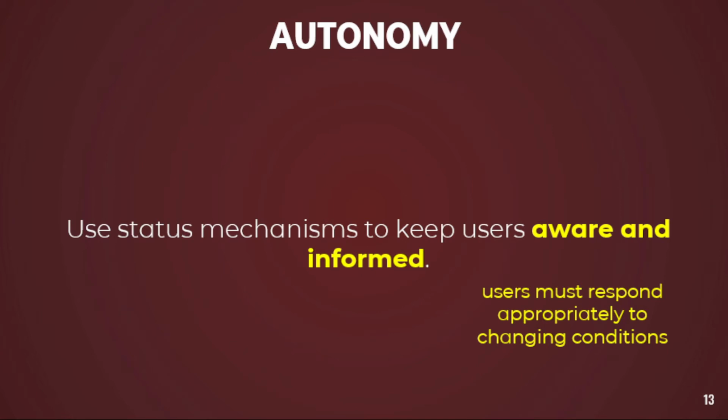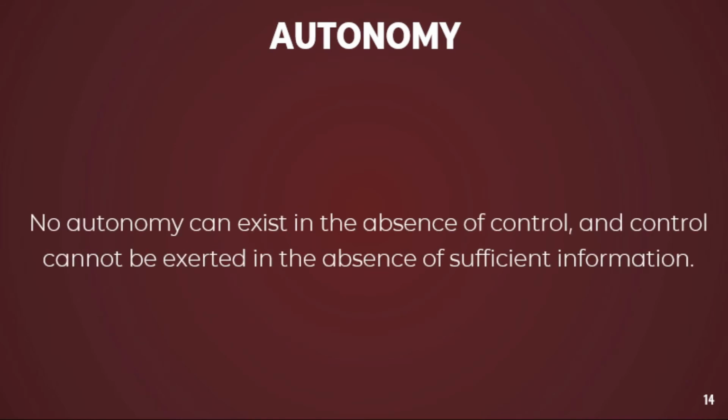So autonomy means the freedom, but at the same time, there are rules. It doesn't mean that in the context of autonomy, you are totally free to do whatever you want with no rules. That's not how autonomy is, even in the real world scenario. Okay? No autonomy can exist in the absence of control, and control cannot be exerted in the absence of sufficient information.